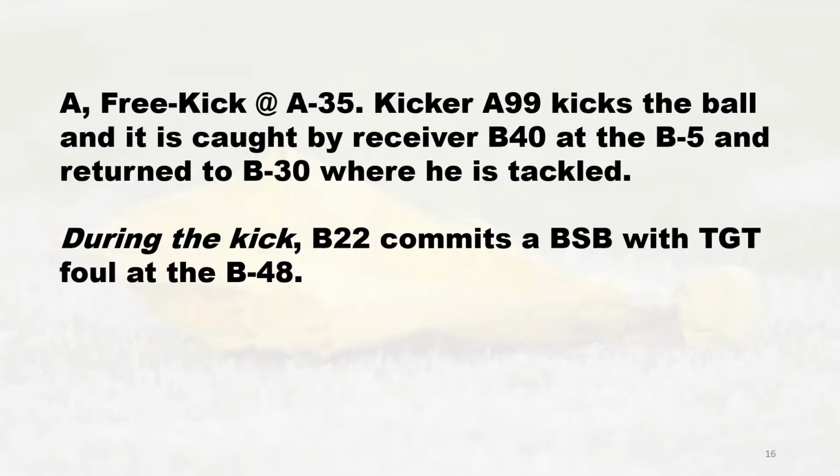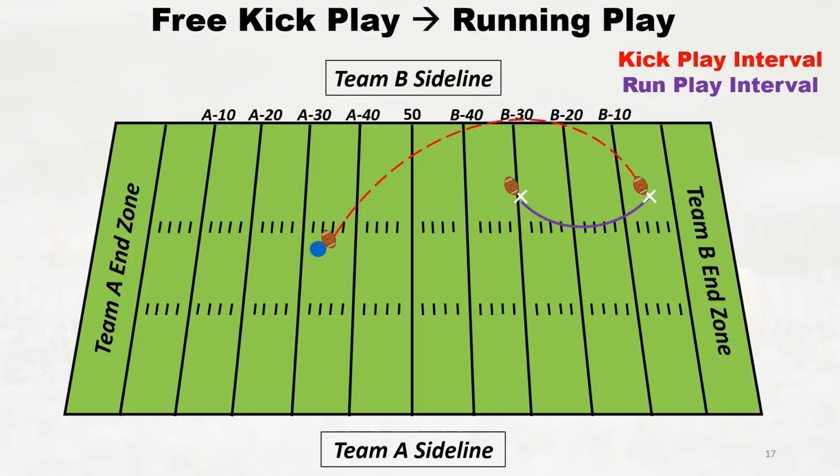So here we have a rules question. We have A, free kick at the A35. The kicker kicks the ball, and it's caught by receiver B40 at the 5-yard line and returned to the B30, where he's tackled. During the kick, B22 commits a blindside block with targeting at the B48. So I think it's so important that we're able to read this, digest this, and create some sort of image in our head of what this play looks like. Because if we can't do that, then we can't figure out which hopper or bin or how to enforce this penalty. So let's go back to our diagram.